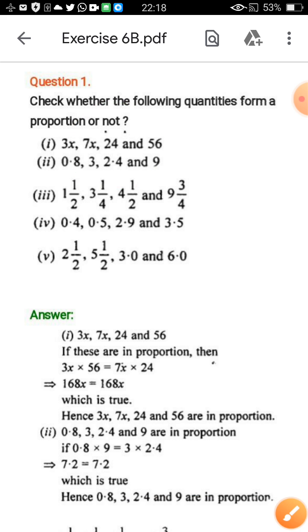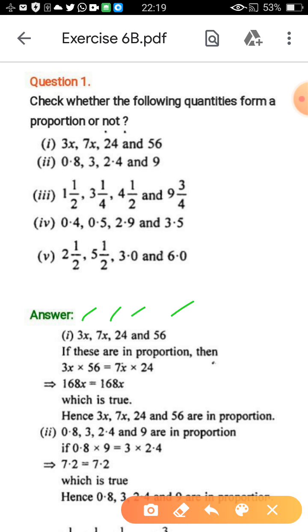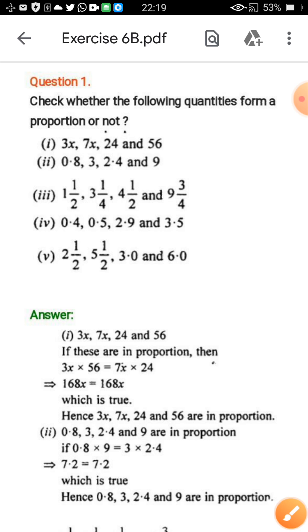So here we will see question number one. In the first question we are given 3x, 7x, 24 and 56. If these are in proportion, the product of the mean terms, 7x multiplied by 24, and the product of the extreme terms, 3x and 56, should be the same. Here I am writing the extreme terms first; you can write either the extreme or the mean first.